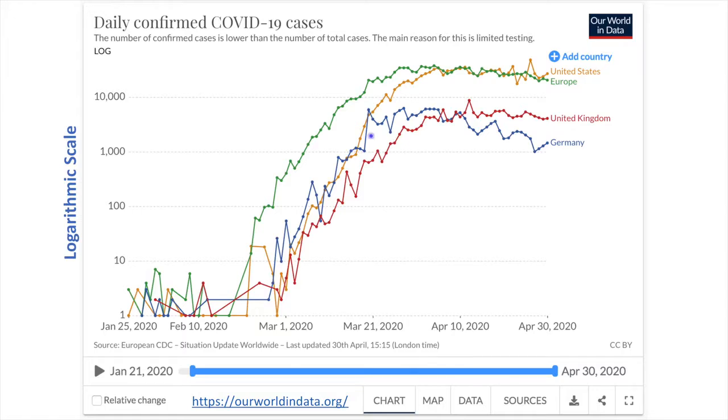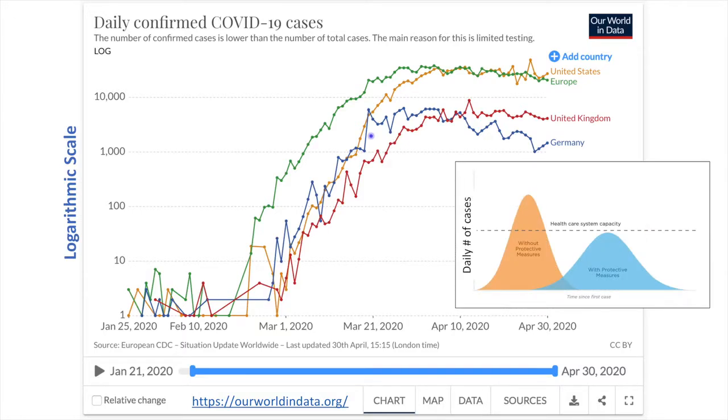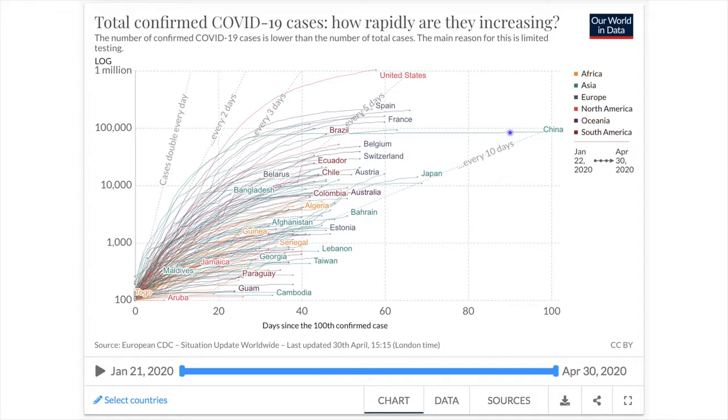So in other words, our social distancing measures that have been put in place for the last several weeks are working. We have slowed down the rate. The curve has actually become flat. This is what this flattening the curve term refers to.